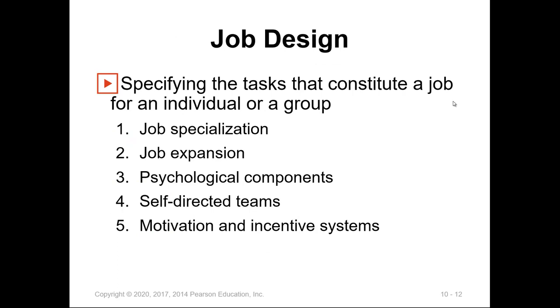With the classification and the rules, the job should be designed to specify tasks that constitute a job for either an individual or a group. The job design will usually include 5 main components. You will have the job specialization, the job expansion, the psychological component, the self-directed teams, and the motivation and incentive system.